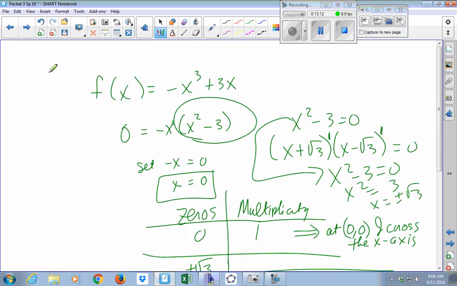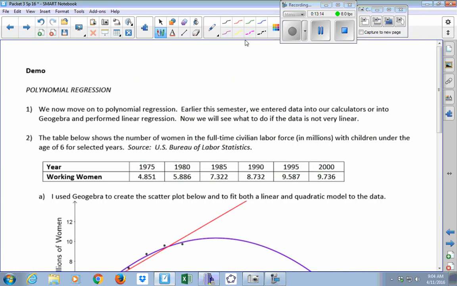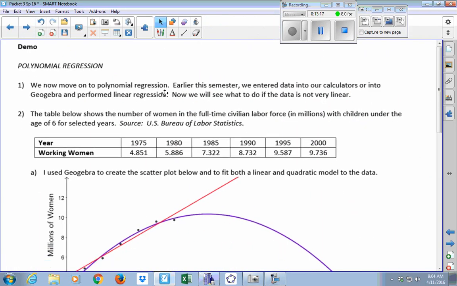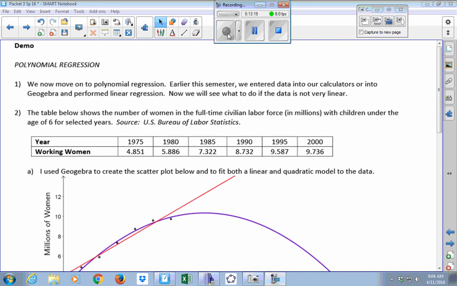So for today's class demo, we're going to continue our work with modeling. So far it has been modeling with a straight line. In your very first project of the semester, we did modeling with a straight line. And we know that not all data lines up in a perfect straight line. So we're now going to start looking at polynomial equations that might fit our data.